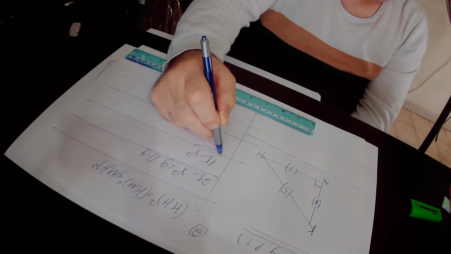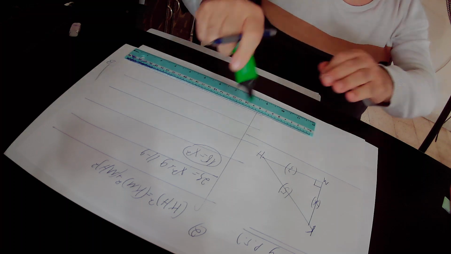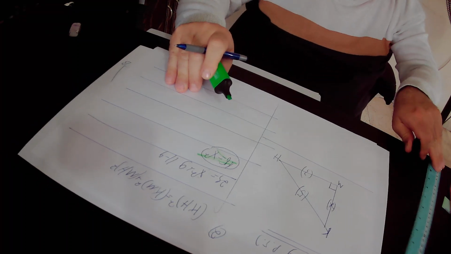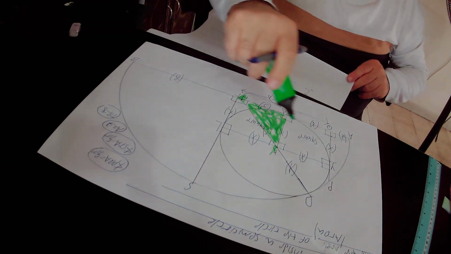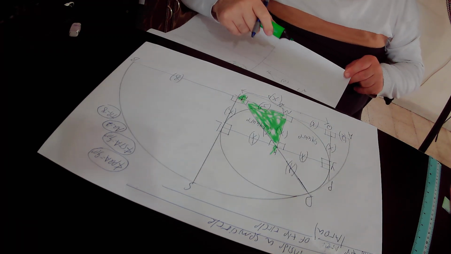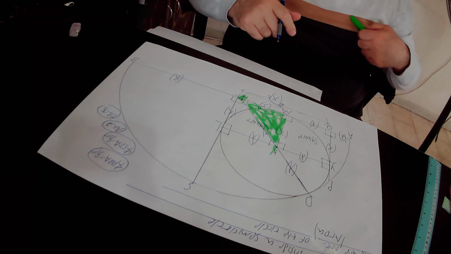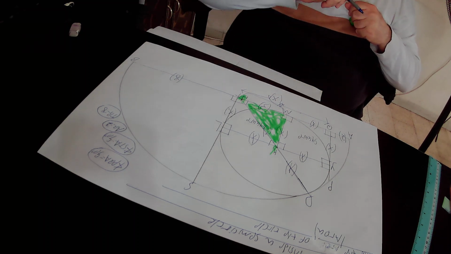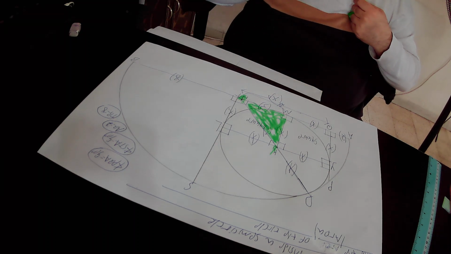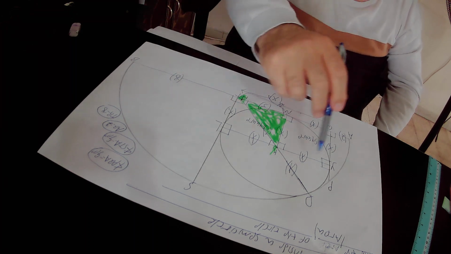We can find out that x squared equals 16. x is the radius of this small circle. Therefore, x squared is the square of the radius of this small circle. That equals 16 units. Our mission is to find out the area of this small circle.